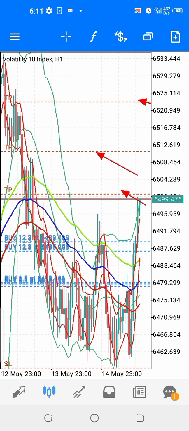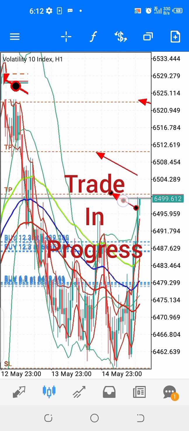All right, a few hours later, you can see that TP1 is almost struck. Price is close to TP1, and TP1 will be struck anytime soon.